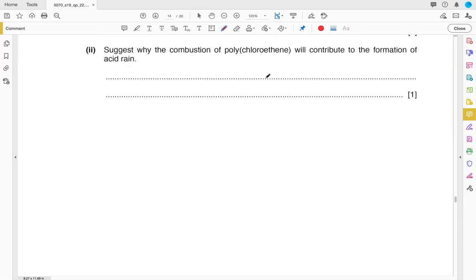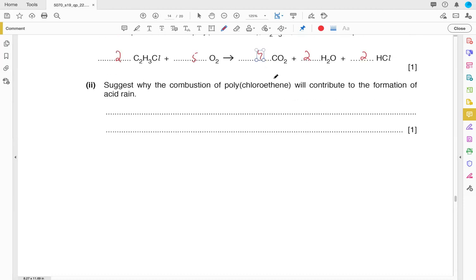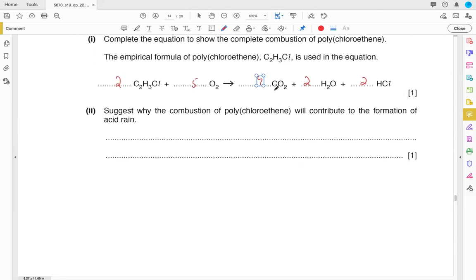Suggest why the combustion of polychloroethene will contribute to formation of acid rain. Just look at the equation. It's forming carbon dioxide, steam, not that much of a problem, but this thing, alarming, HCl, this is the toxic fumes that we talk about when we burn polymers. So HCl will dissolve in water, rainwater obviously, and it will cause acid rain. So you can simply say that HCl will dissolve in rainwater and cause acid rain. Okay.